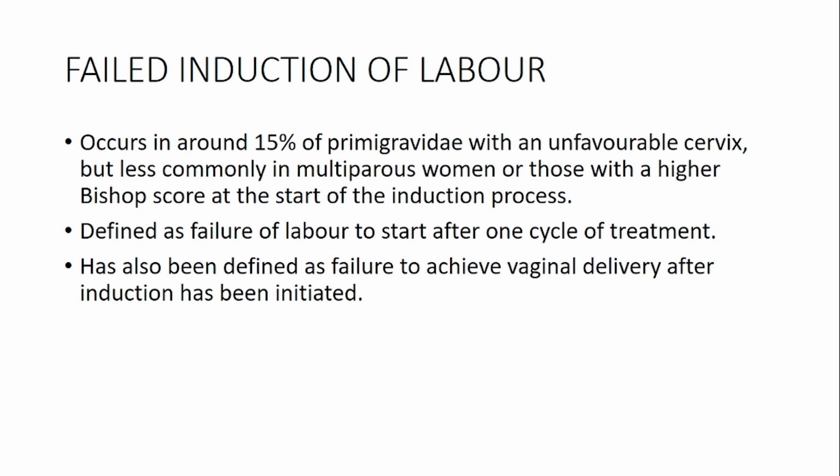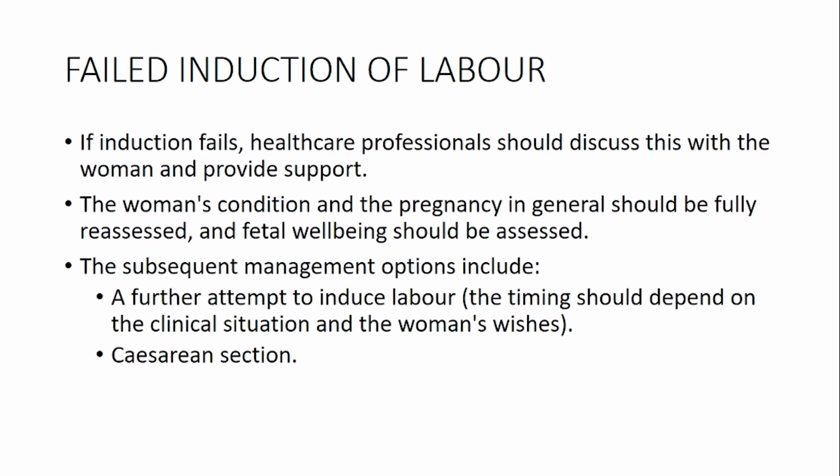Failed induction of labor occurs in about 50% of primigravida with an unfavorable cervix, but less commonly in multiparous women or those with a higher Bishop score at the start of the induction process. Failed induction may be defined as failure of labor to start after one cycle of treatment. It has also been defined as failure to achieve vaginal delivery after induction has been initiated. So what do you do after this?